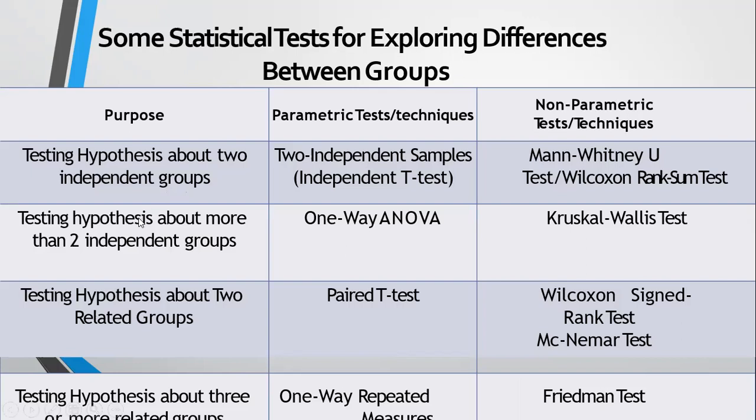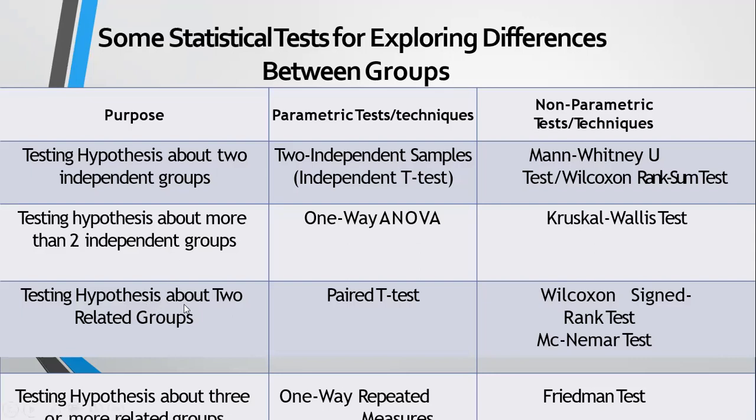And then if it is testing about more than two independent groups, then you are going to use the one-way ANOVA. And its non-parametric counterpart is the Kruskal-Wallis. For example, if you are going to test for the performance of section A, B, and C, diba? So more than two samples, yan ang ANOVA.